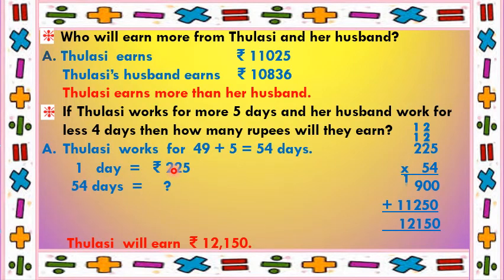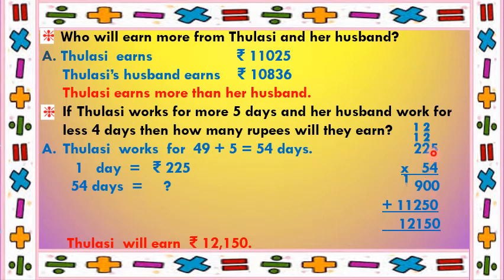Using cross multiply and divide, we will cross multiply 225 with 54. 4 5s are 20, put 0 down, 2 carry. 4 2s are 8, 8 plus 2 is 10, put 0 down, 1 carry. 4 2s are 8, plus 1 is 9. Now 5 is in tens place, so put 0 down.